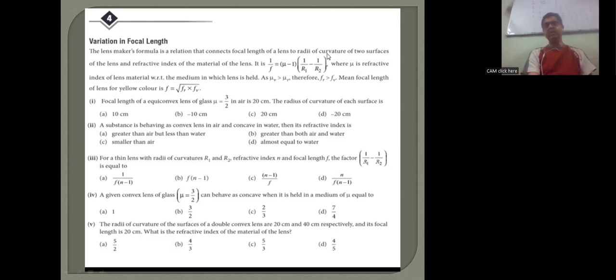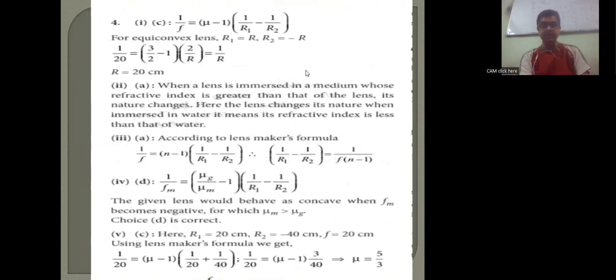Now student, if the incident ray is coming from one side of the lens, then R1 is taken positive, then R2 is taken negative. Mu is given to you, 3 by 2. So we can calculate, and focal length is also given, 20 centimeters. So we can calculate R here using lens maker equation.